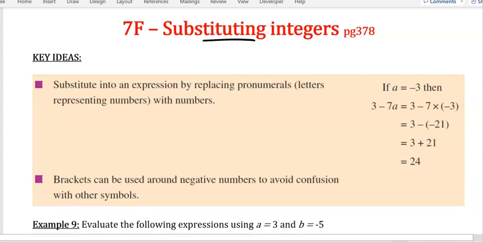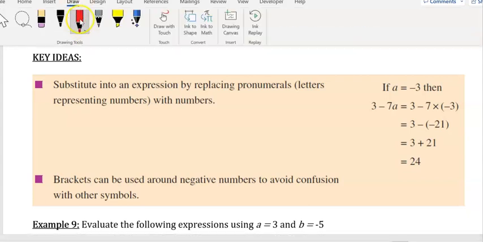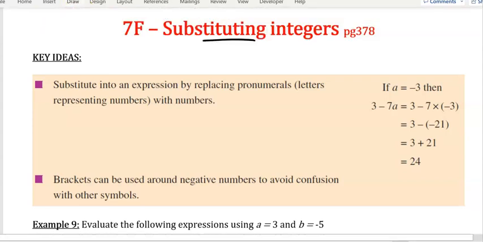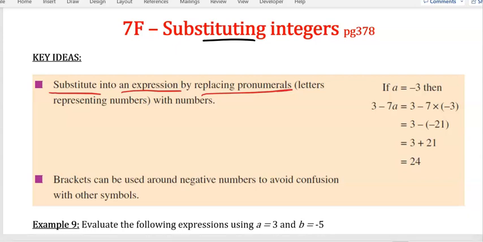Okay, substituting integers just means you are placing a number into an expression, replacing the pronumeral or the variable with an actual number. So you're given this. If a equals -3, then you're going to find a, and you're going to replace that with -3. So 3 minus 7a, remembering that this means 7 times a. And so indeed, 3 minus 7 times, this is what a is, because we were told up here that a is -3. So then we work that out.